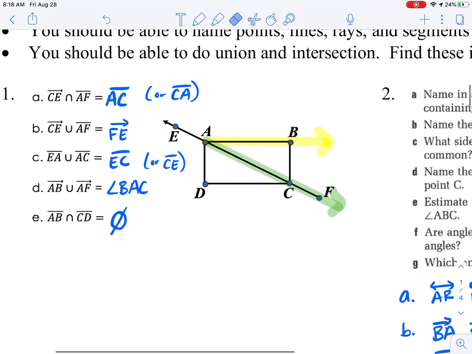So that's part E. And then lastly, AB intersect with CD. For the intersection, I want to see where those 2 segments overlap and cross. In this case, there is no overlap. These 2 segments do not intersect. So this would be the empty set, the circle with a line through it.